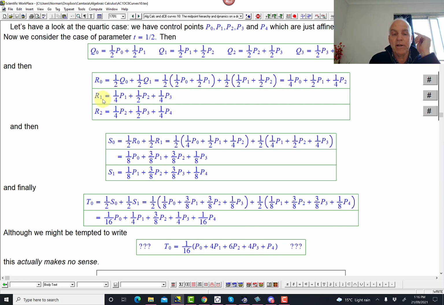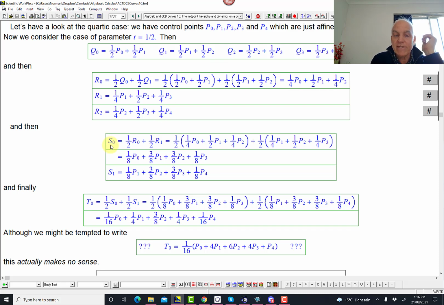So then correspondingly, R1 is just what you get when you jack up the indices, and R2 what you get when you jack up the indices again. Those are the expressions R0, R1, R2 in terms of the control points. And notice that if we pulled out a factor of 1/4 here, the coefficients are really in the ratio 1 to 2 to 1. Over here, they're in the ratio 1 to 1. Here it is 1 to 2 to 1.